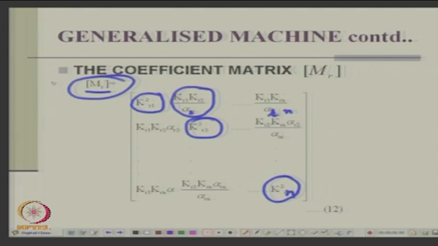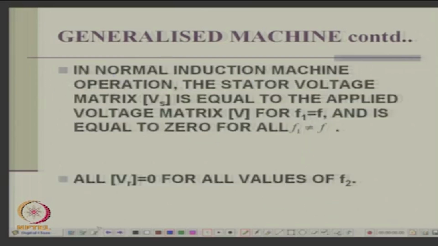I know it looks a little messy at this point, and it requires you to sit calmly and understand these things. Now, in a normal generalized machine, so we now call it a generalized machine of M N windings, Vs is the applied voltage to the stator windings, and Vr, the induced voltage in the rotor winding, will be 0, and Vs is also 0 for frequencies other than the fundamental frequency f.